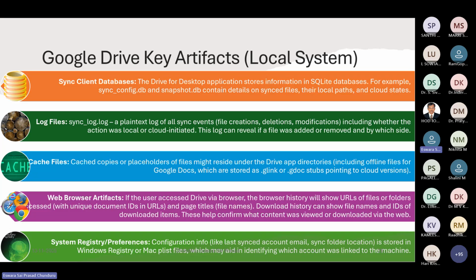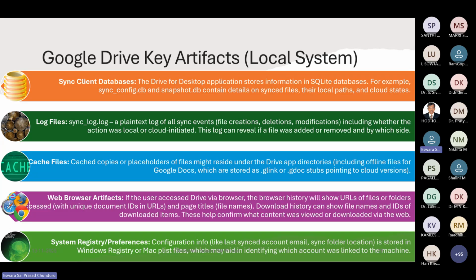And they have a file extension of gdoc or glink pointing to the cloud versions, providing metadata of the linked files in the cloud storage spaces. And then web browser artifacts, because there are chances that Google Drive can be accessed via a web interface or the browser interface. The browser history will provide the URLs and the files and folders that were accessed, containing the unique identification related to that particular document or file as part of the domain address or URL address.